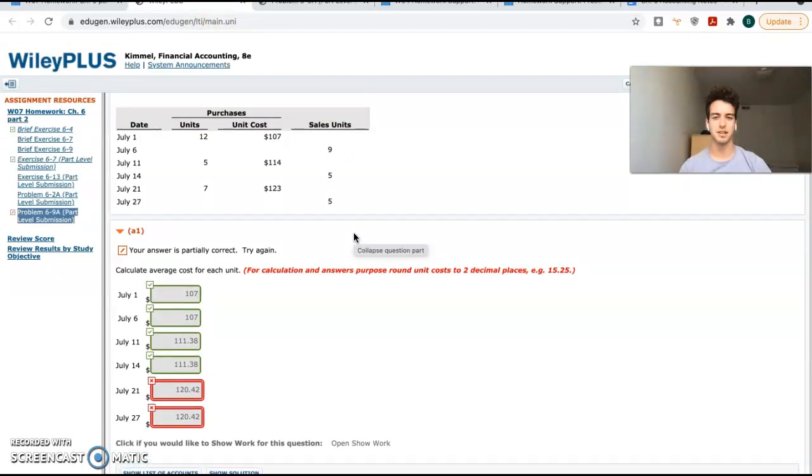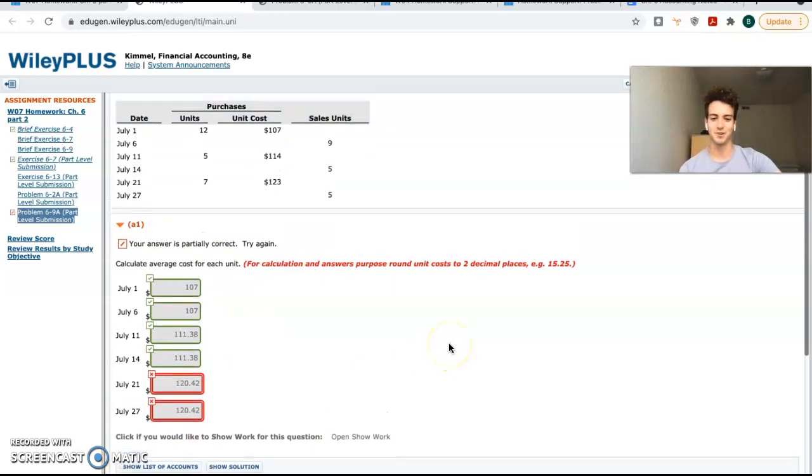Yeah, so hopefully that made a little bit of sense to you guys. It took me a while to figure out exactly what to do here, which is why I got these two wrong. But anyway, I hope that helps.